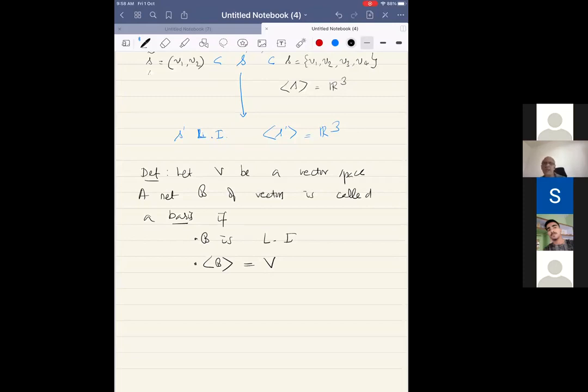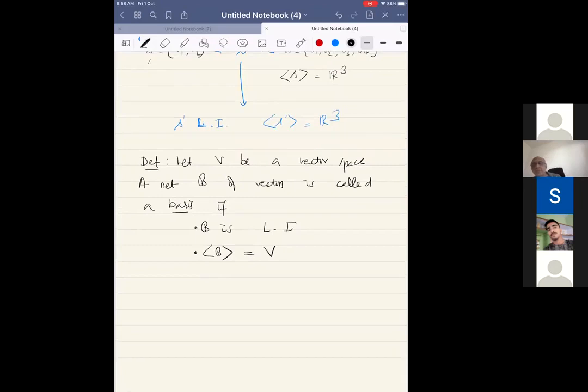So note that the definition does not say whether the set of vectors is finite. So there are vector spaces, some very interesting vector spaces, in which you cannot find a finite basis. These are called infinite dimensional vector spaces.